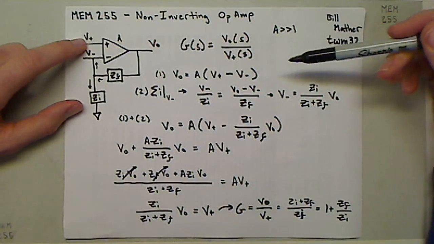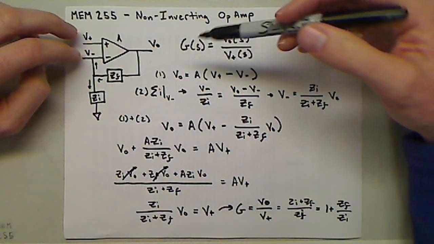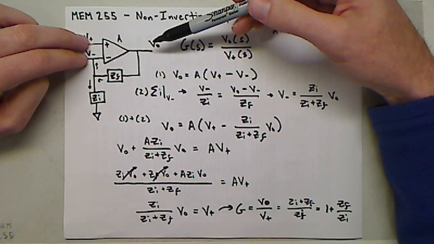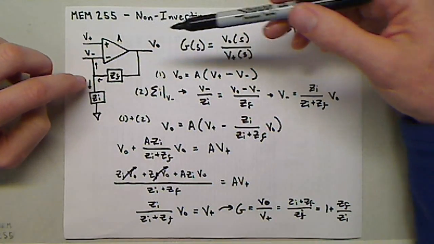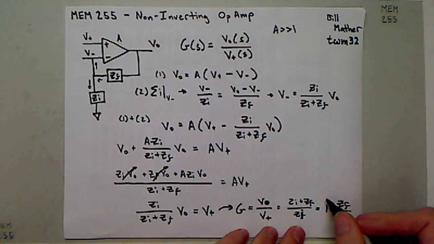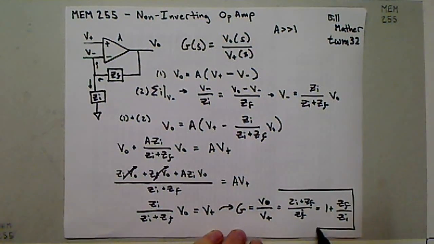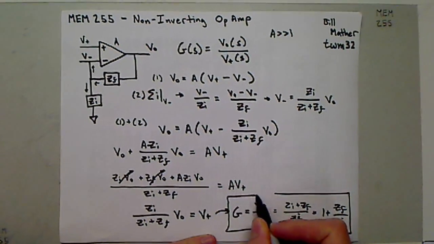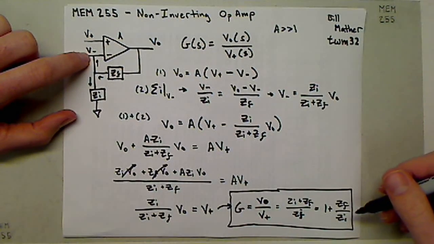So again, for the non-inverting op-amp, we just go through this entire process of relating the voltages at the output to the voltages in the input through the gain A, and then summing the currents into this node. And after we do that process, we just go through the math, and eventually we get this relationship. G is equal to this term, 1 plus the feedback impedance over the input impedance at V minus.